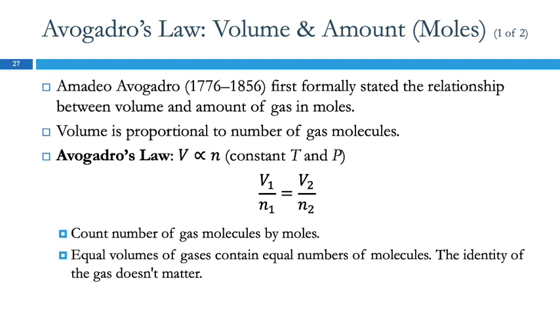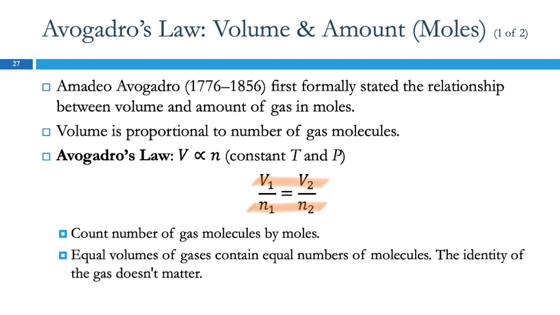So a third simple gas law is called Avogadro's law, and this is the same guy of Avogadro's number. He was the one to first formally state the relationship between volume and amount of gas in moles. The volume of a gas is proportional to the number of gas particles, not their mass or volume of the individual particles. So this was a big idea, that the volume is proportional to the number of particles, not other things. So that says that volume is proportional to n at constant temperature and pressure. And so we'll see this law expressed this way: V1 over n1 equals V2 over n2.